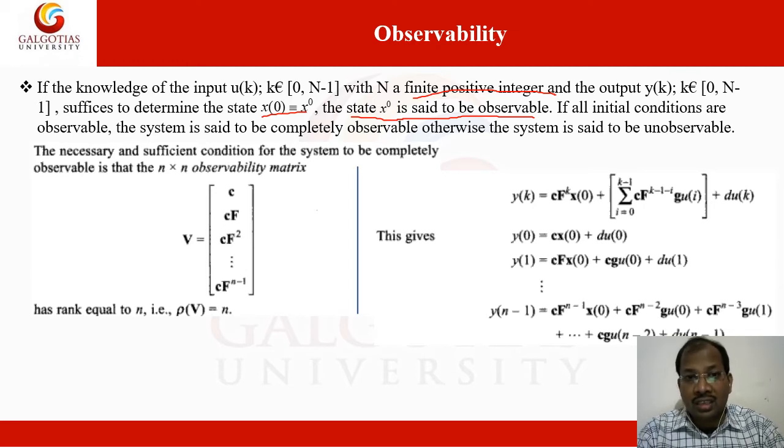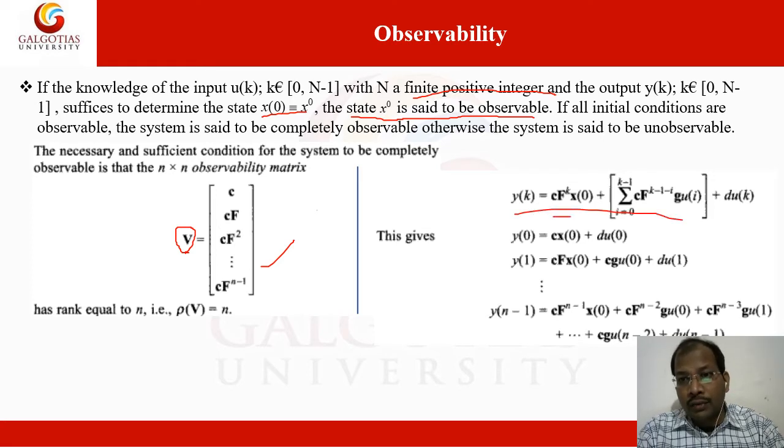So this is the necessary and sufficient condition. The V matrix we have to calculate is C, CF, CF squared, up to C into F to the power n minus 1. We have to calculate the rank of this one. If we get the rank the same as the order of the F matrix, then the system is said to be observable. This matrix we can derive from the output equation.